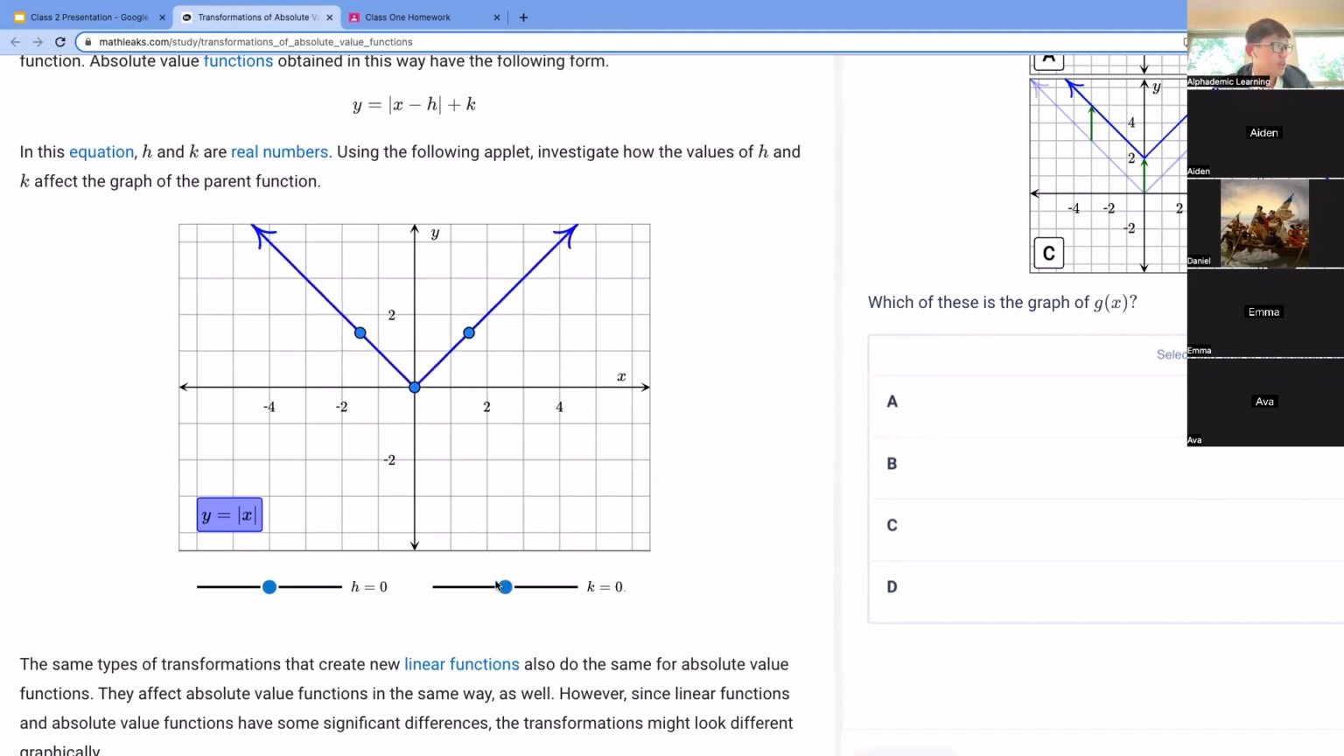So right here, you can see the changes of y equals the absolute value of x minus 2.5. Just keep in mind that K is outside of the absolute value symbol, whereas H, the shift to the left or right, is inside the absolute value symbols. So those are just two things to keep in mind. Say if we had K of negative 2.5 and H of 3.5, it would look something like this.